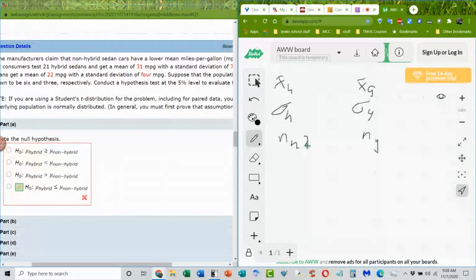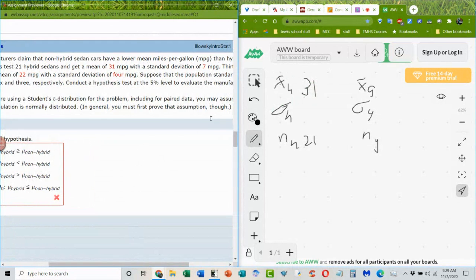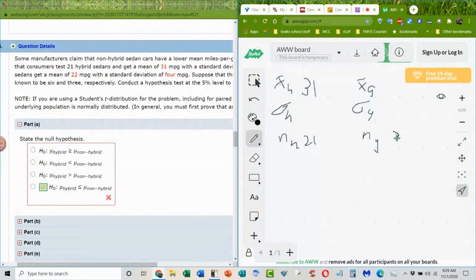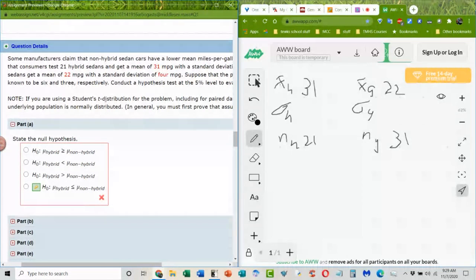21 cars and they get a mean of 31 miles per gallon. And it tells the sample standard deviation, but we don't care. All right. 31 gas cars at a mean of 22 miles a gallon. And again, we don't care what the sample standard deviation was, because what we care about is that they tell us the population standard deviations are 6 and 3 respectively.